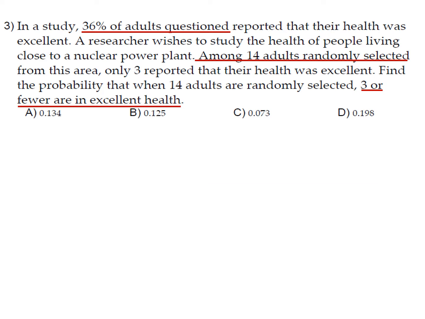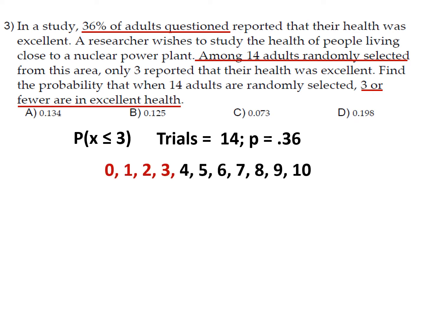Number three, 36% of the adults questioned report their health was excellent. If we survey 14 adults, what's the probability of 3 or fewer in excellent health? Once again, it's CDF, cumulative. 3 or fewer in excellent health, X is less than or equal to 3. 14 trials, probability of success, 0.36. So what I'm looking for is X less than or equal to 3. So that's 0, 1, 2, 3.